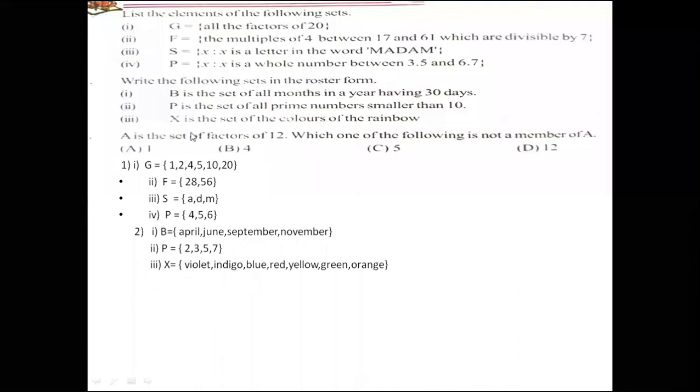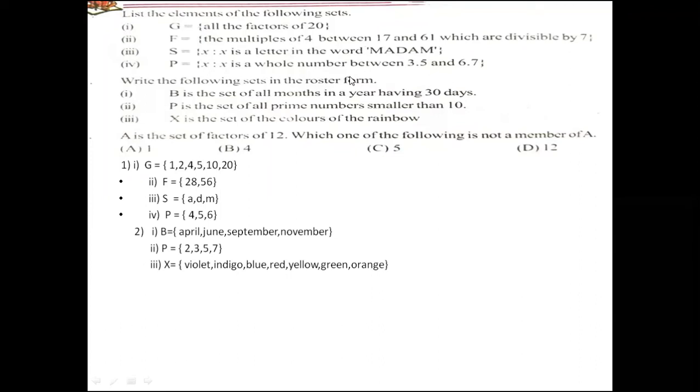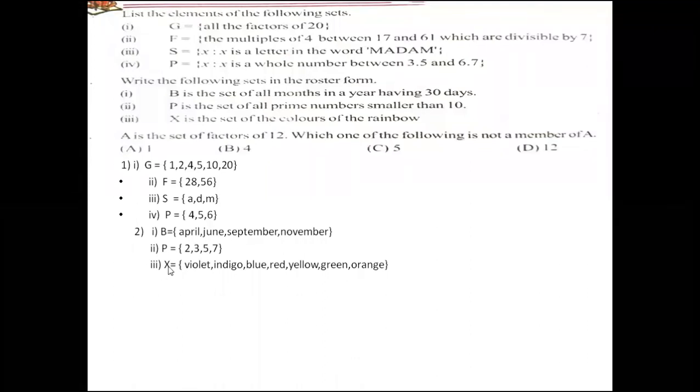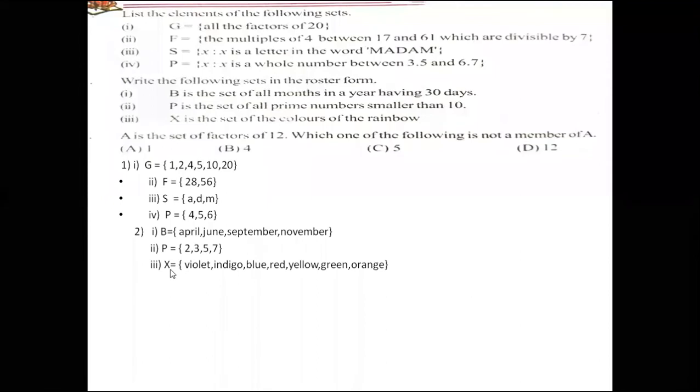Next, X is the set of the colors of the rainbow. So we know the colors in the rainbow. All those colors we have to write as a set, and we have to denote it with the letter X.